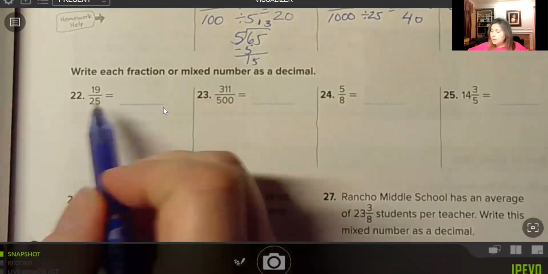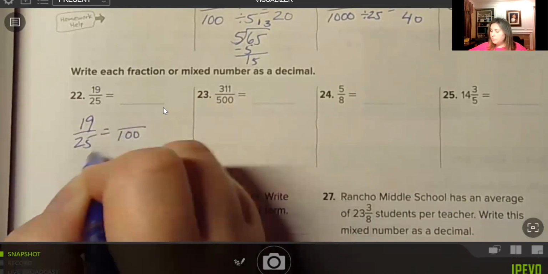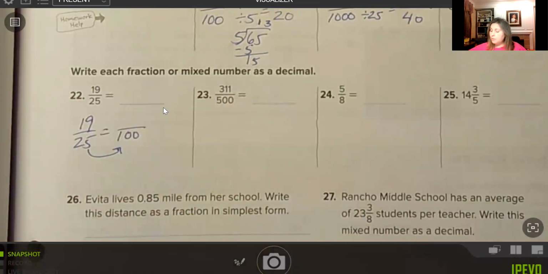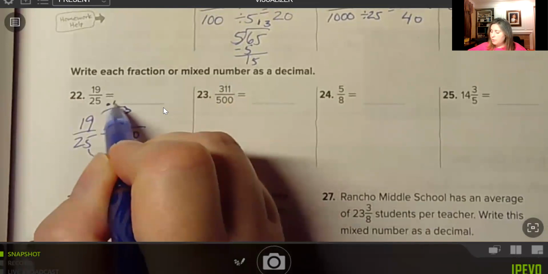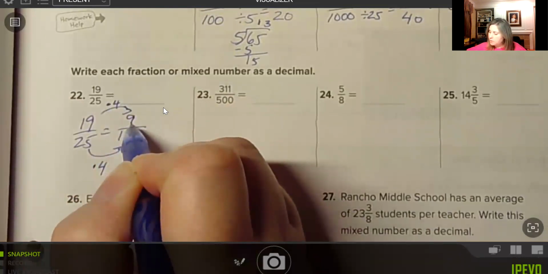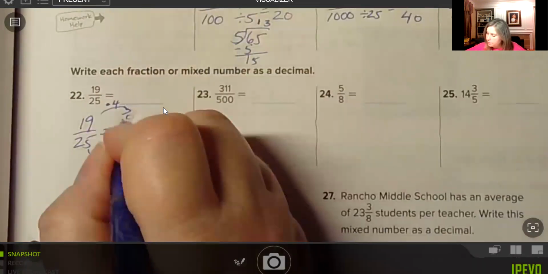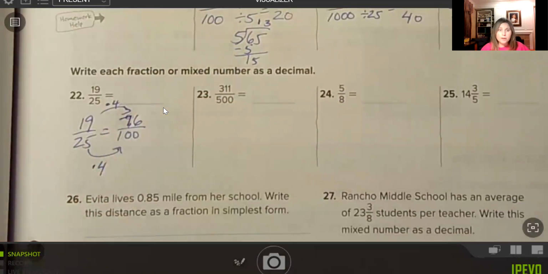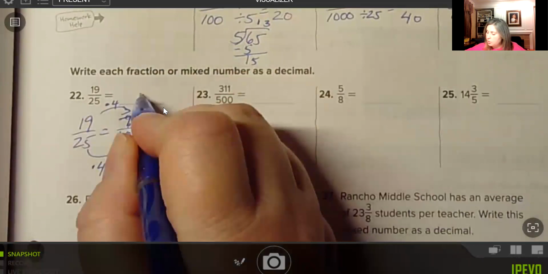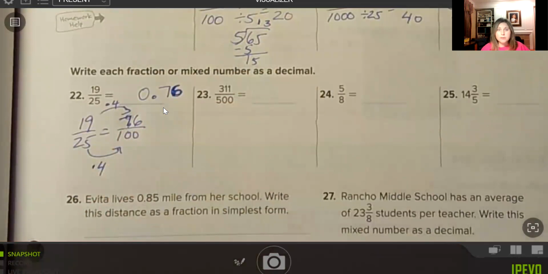19/25ths, I can see that I can easily scale this up to 100 by multiplying by 4. So whatever I do to the denominator, I also need to do to the numerator. So this would give us 76. So 76/100ths as a fraction would be written as 0.76, excuse me there. 0.76 is 76/100ths as a decimal.